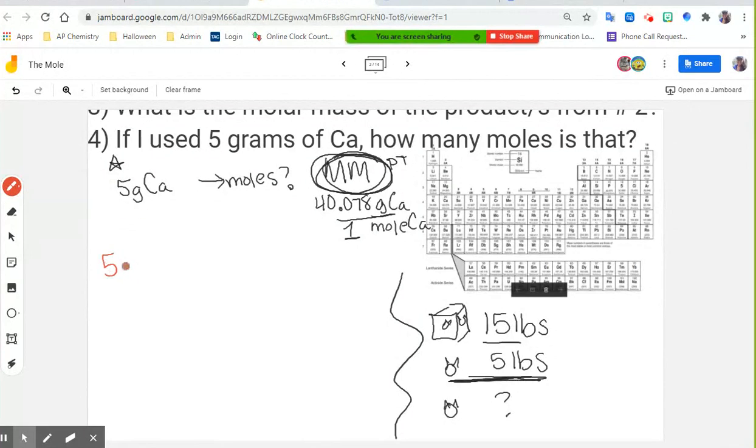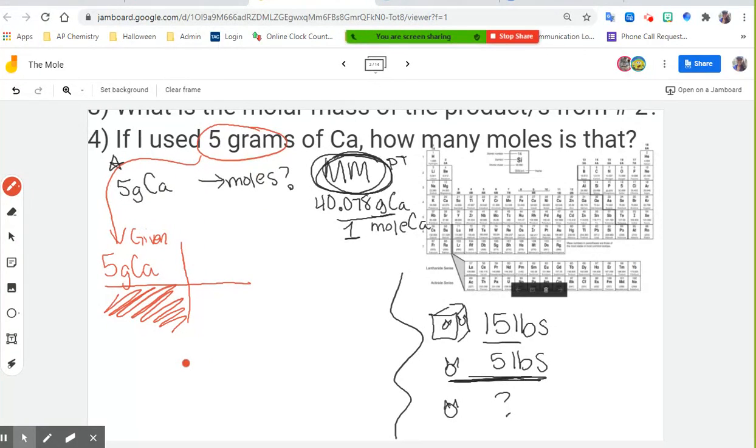So you're going to have 5 grams of calcium, which I am pulling from the problem. That always goes in box number 1. Always. Whatever is given to you goes in box number 1. You'll see that this one will be crossed out. In the future, you might not see it crossed out. Just assume you don't put anything down here. That was given to you.